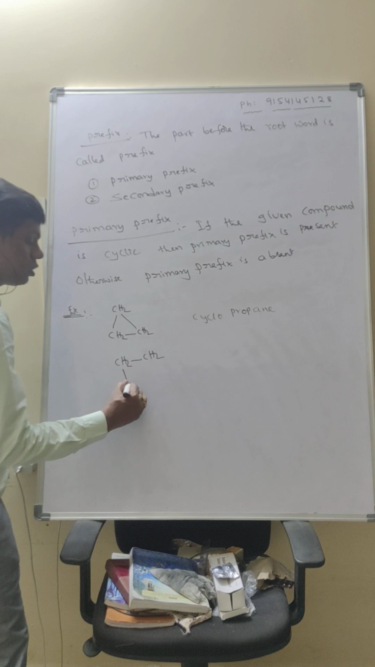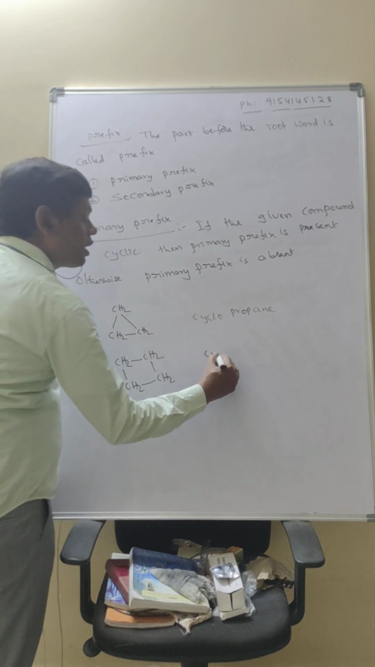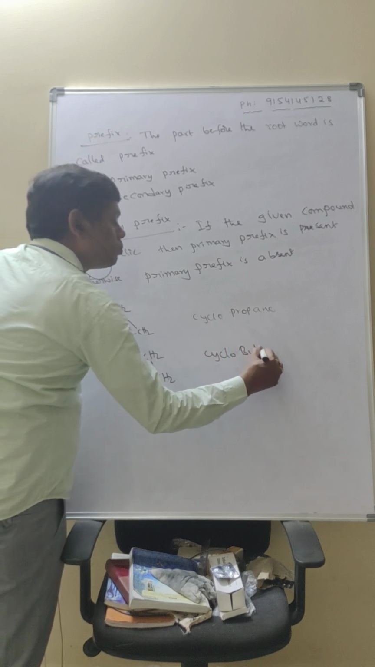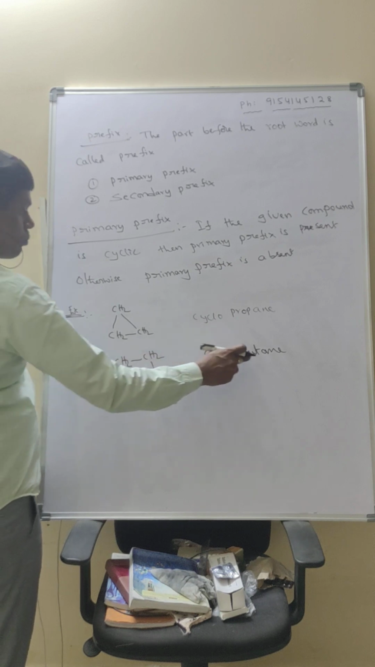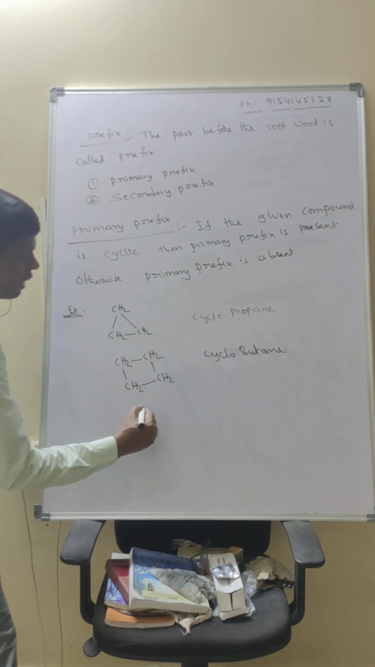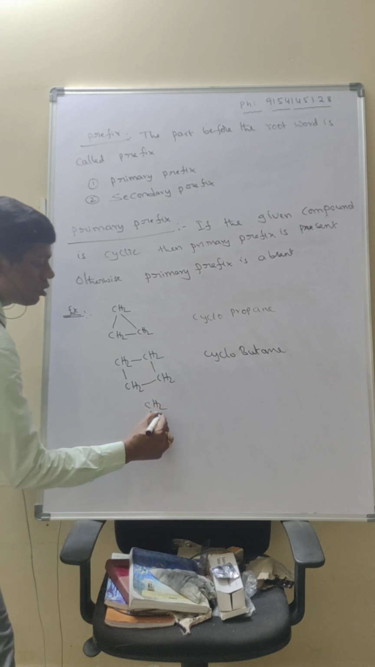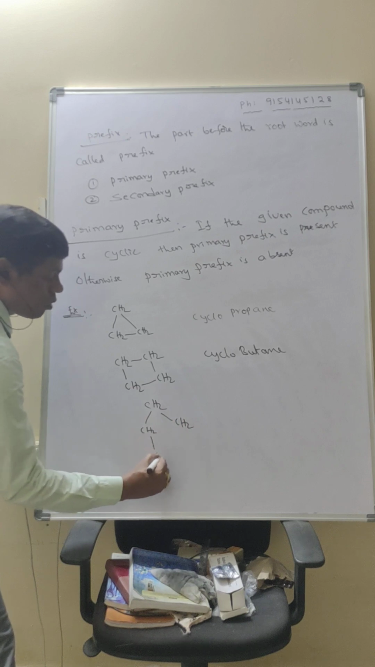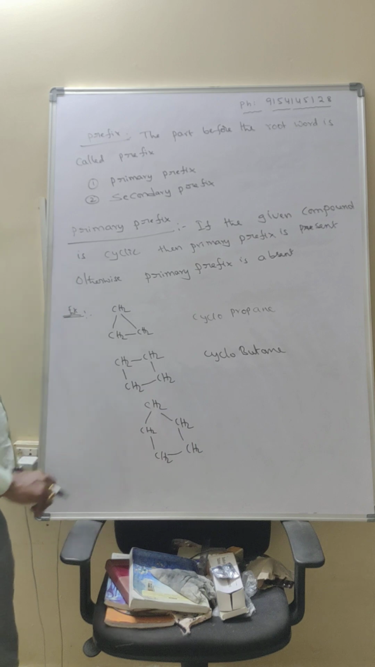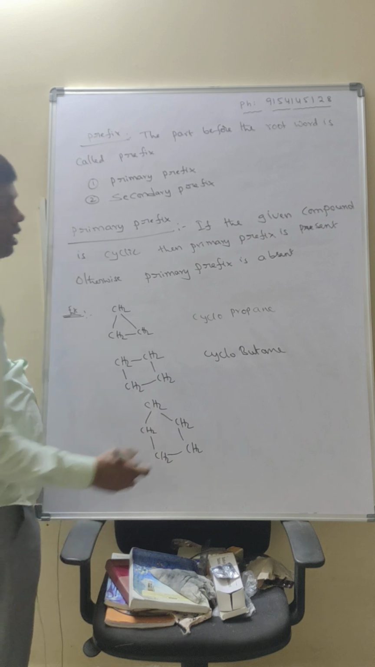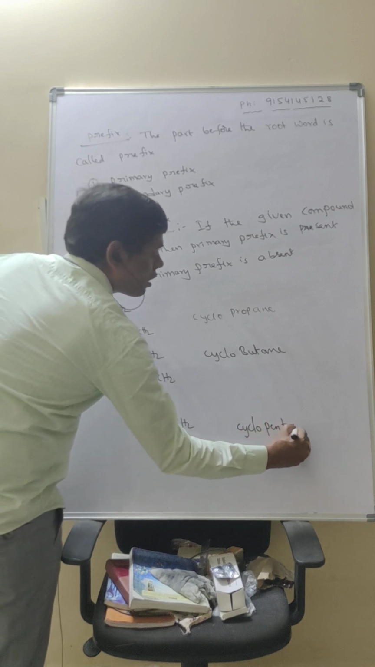CH2, CH2, CH2, CH2 in a ring: cyclobutane. This is a ring compound, so cyclo. 4 carbons are there means but. All are single bonds means ane. Similarly, CH2 five times in a ring. This is a ring compound, 5 carbons are there, all single bonds: cyclopentane.